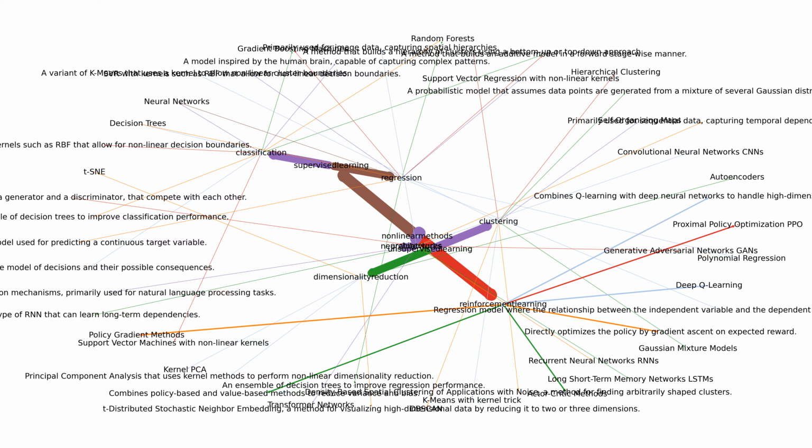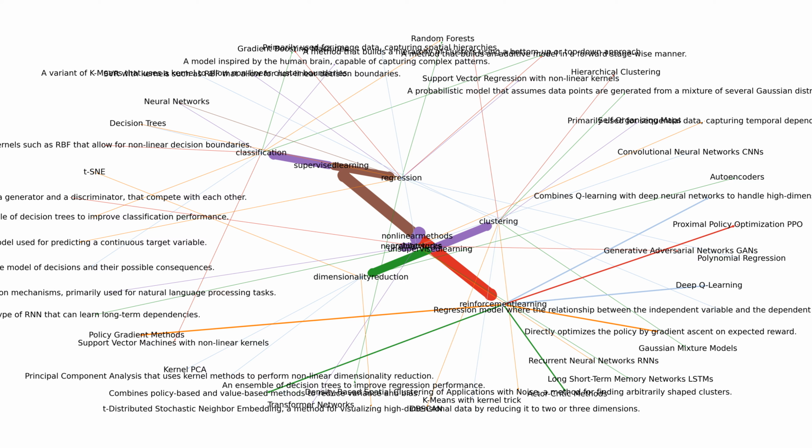Method: Proximal policy optimization (PPO). Description: A type of policy gradient method that is easier to tune and has better performance. Neural networks. Architectures. Method: Convolutional neural networks (CNNs). Description: Primarily used for image data. Capturing spatial hierarchies.